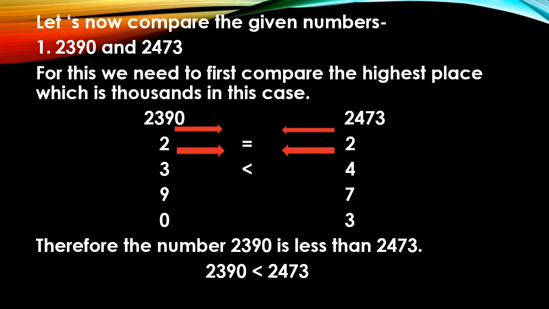In 2390, 3 is at hundreds place, and in 2473, 4 is at hundreds place. So, 3 hundreds is less than 4 hundreds. Hence, 2390 is less than 2473.